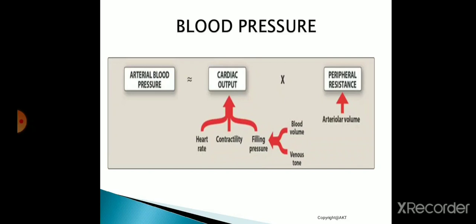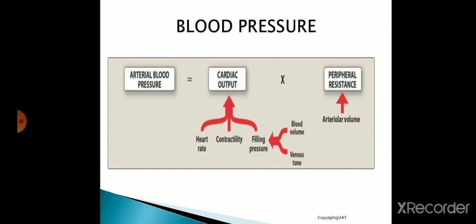That again depends upon the renal system, and the venous tone, or the tone of the veins, also depends upon the filling pressure. And the filling pressure in turn will depend upon the force of contraction. As per Starling's law of the heart, how much blood is being filled, that much forcefully the heart will pump the blood. So altogether that will affect the cardiac output, and it is multiplied with the total peripheral resistance.